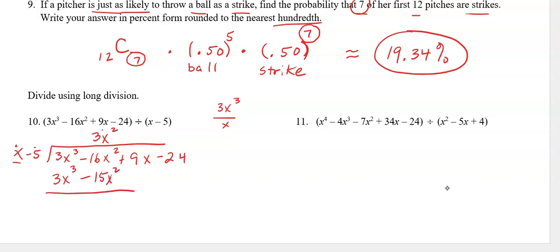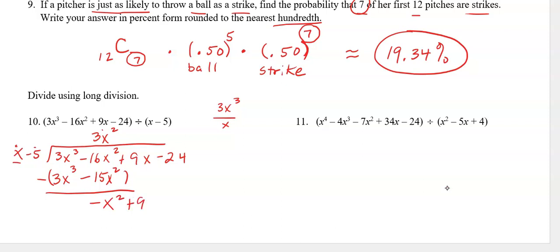And with long division, we always subtract. 3x cubed minus 3x cubed is 0, and now I have to be careful here. It's negative 16 minus negative 15, which is really adding. So negative 16 plus 15 is negative 1, x squared.